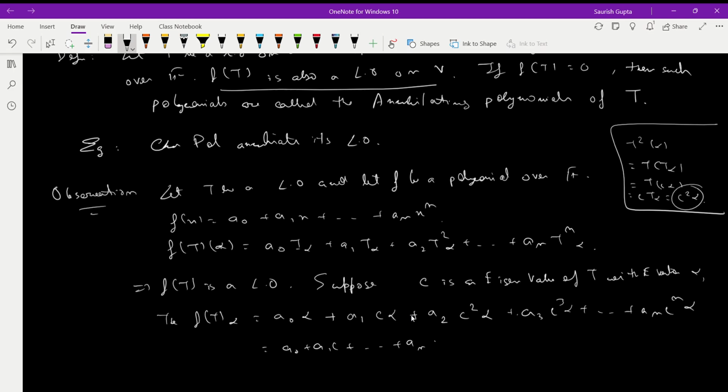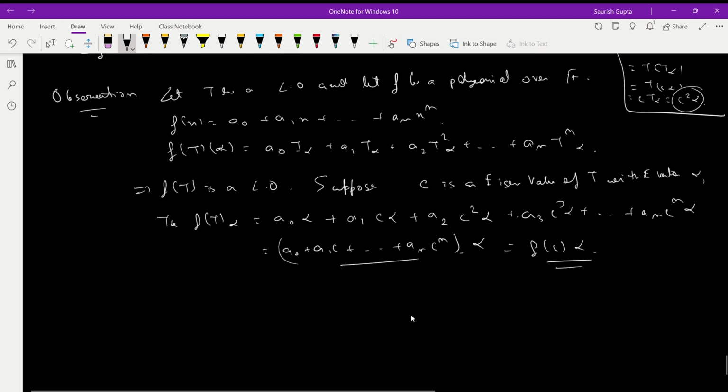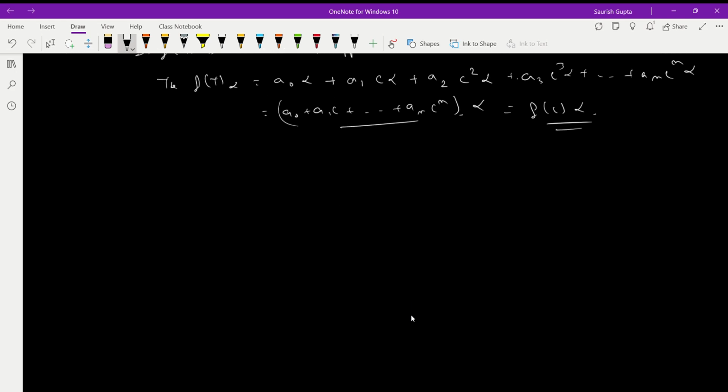So it's c squared alpha, plus you have here a3 c cubed alpha, and so on till you have an c to the power n alpha. So you can obviously take alpha outside. It becomes a0 plus a1 c and so on till an c to the power n, times alpha. And this is nothing but f of c, right? That's a quick observation we have about polynomials. Okay, so let's come back to our lecture.